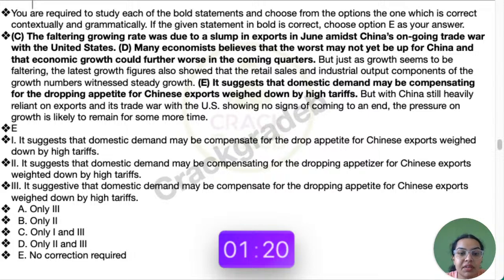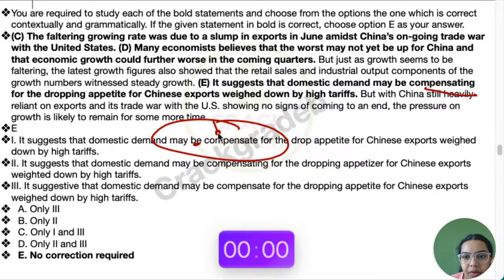Grammar, context, everything needs to work together here. The answer is no correction required. It suggests that domestic demand may be compensating, maybe doing something, maybe compensate. Be and verb first form will not come. Okay, then this one is also out for the same reason.